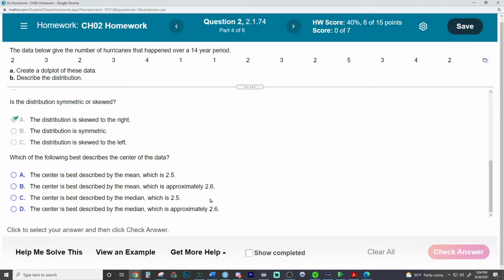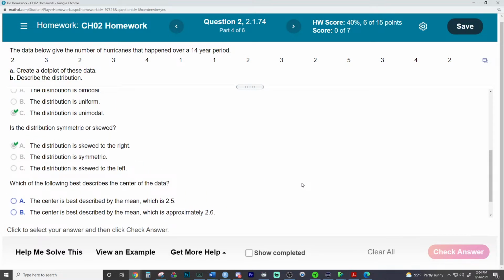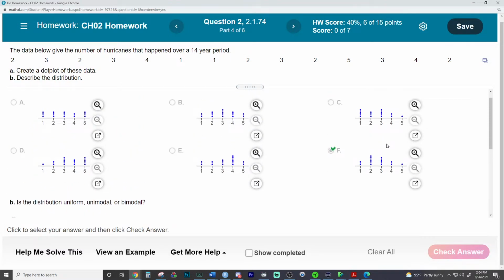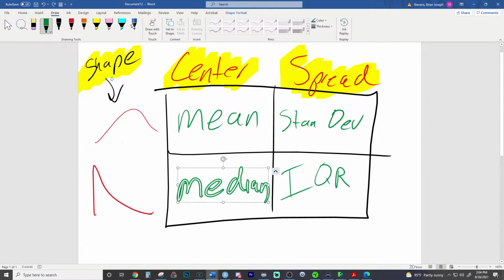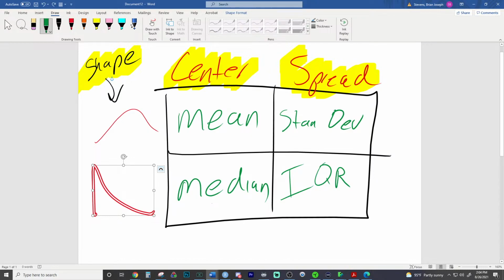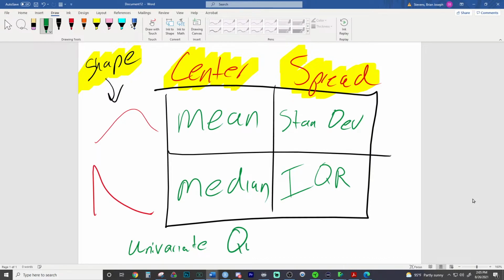And next question. So now that we said it is skewed, and these are notes we're going to be covering, we have just talked about the shape of the distribution. By saying the distribution is skewed, we have just talked about the shape, which is a key thing we're going to need to know to talk about univariate quantitative data. This is all univariate, which means one variable, quantitative data.